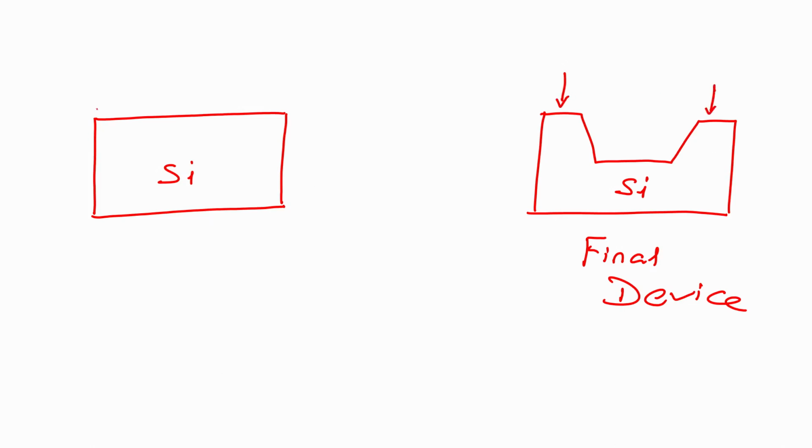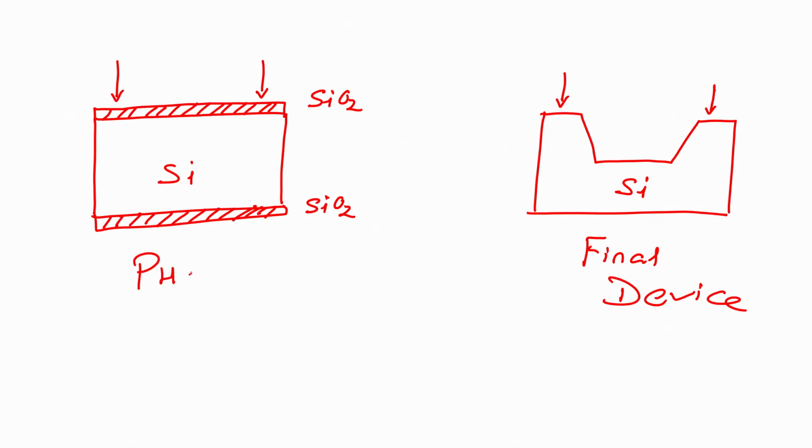So, what I will do is grow a silicon dioxide. Now, depending on the type of growth, the silicon dioxide will either grow on both sides or on a single side. If I use thermal oxidation, I can grow silicon dioxide on both sides of a silicon wafer. Now, I will protect the silicon dioxide in this area and this area with the help of photolithography.